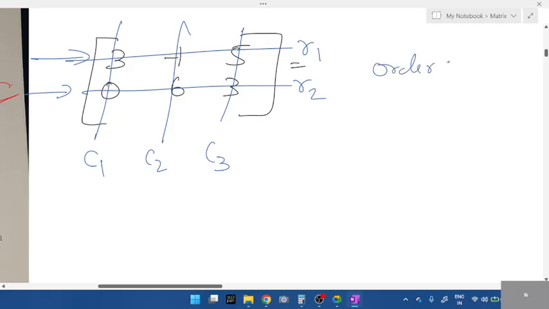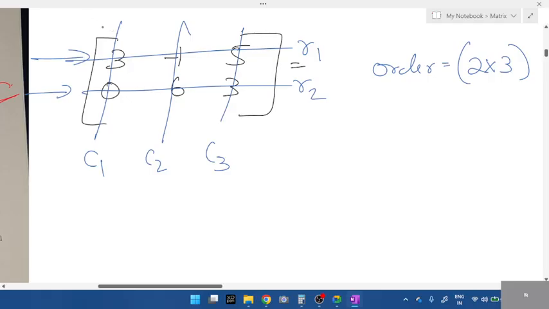This is order of which matrix? First preference is always given for row. 2 into 2 by, how many columns are there? Yes, 2 into 3. 2 by 3. 2 into 3 is how much? 6. So are there 6 elements? Okay, first thing, row is done.